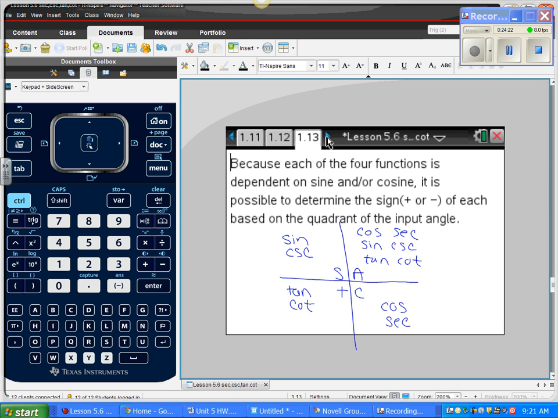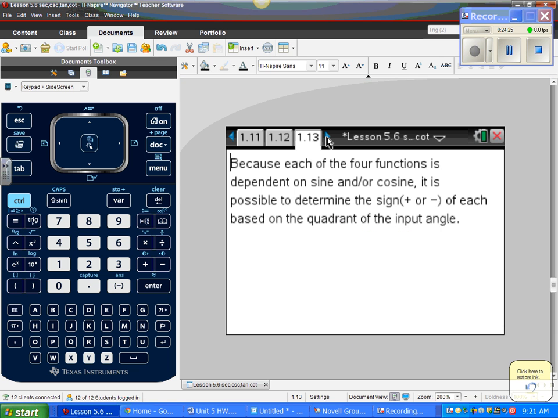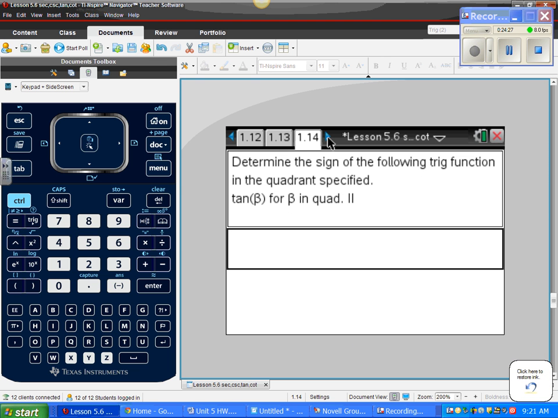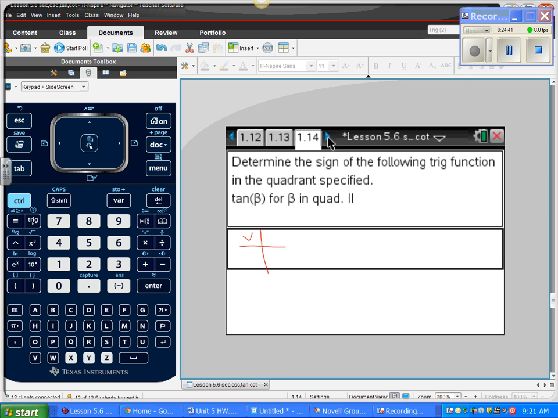You guys ready? Okay. All right, so determine the sign of the following trig function in the quadrant specified. Tangent beta if beta is in quadrant 2. So tangent beta if beta is in quadrant 2. Quadrant 2, negative. Yeah, tangent is negative in the second quadrant. Okay, so you're just looking at the trig function, looking at the quadrant, deciding if it's positive or negative. Okay. Negative, yep. Secant and, I'm sorry, cosecant and sine are positive in the second.